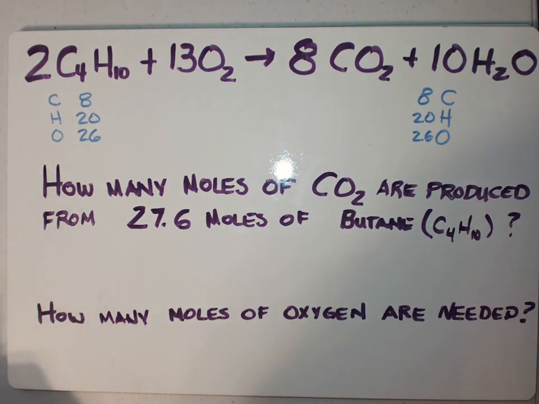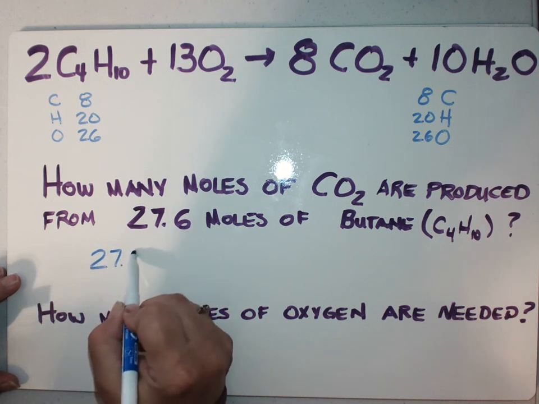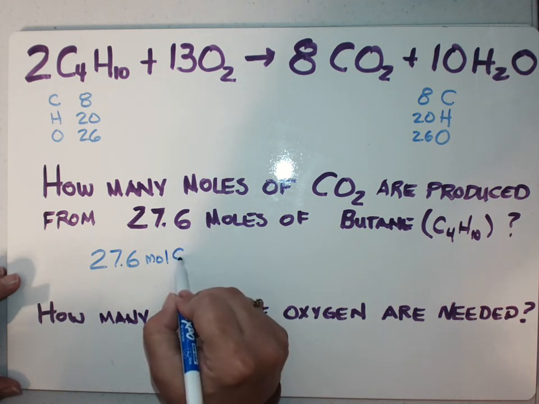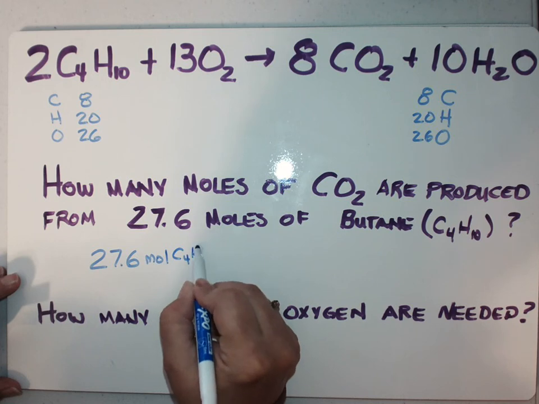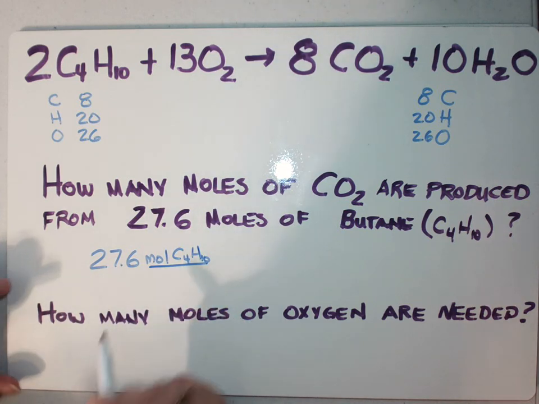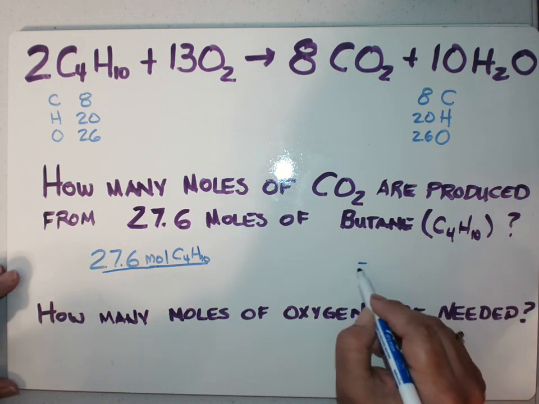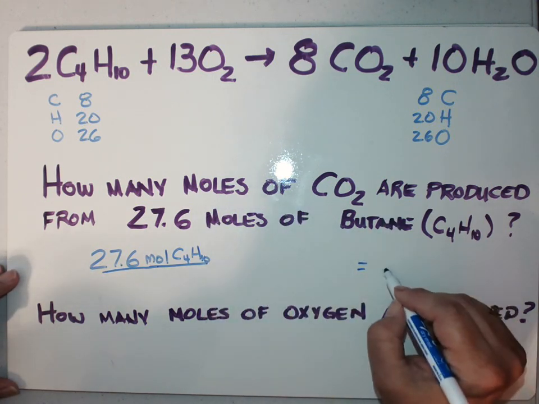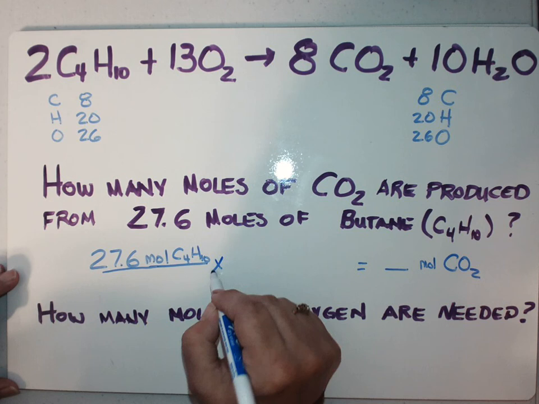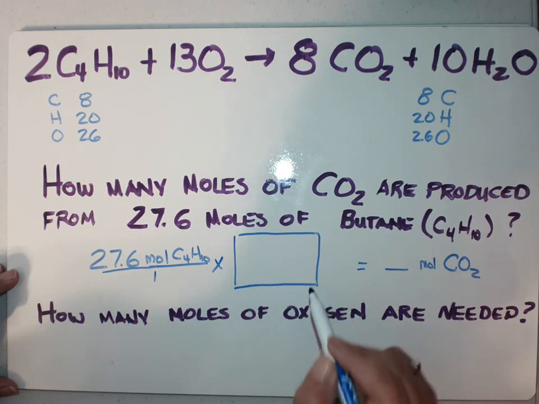So first step, what are you starting with? 27.6 moles butane. And I'm going to have you write out the formula for butane. Don't skip this step. Don't skip writing the actual chemical that you're talking about, because that's going to be important later on. I'm going to moles of CO2. That's what I want to know the answer to. So I have to multiply this by something, and again I'm going to put it over 1. And in here, this comes from my balanced equation.